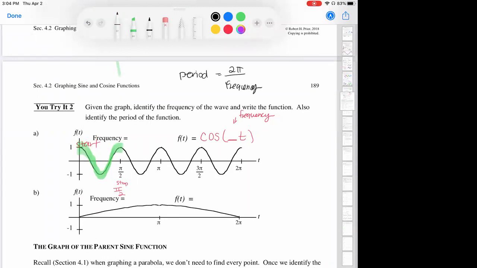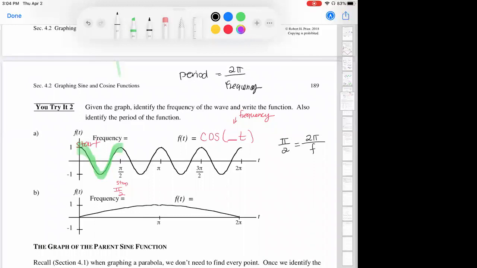So you can do this several ways. You can use your formula. We know that one period is the length of pi over 2, and we can use our formula. So our period, pi over 2, equals 2 pi over your frequency, which we don't know. We're trying to find that out. So we can solve that way as well.